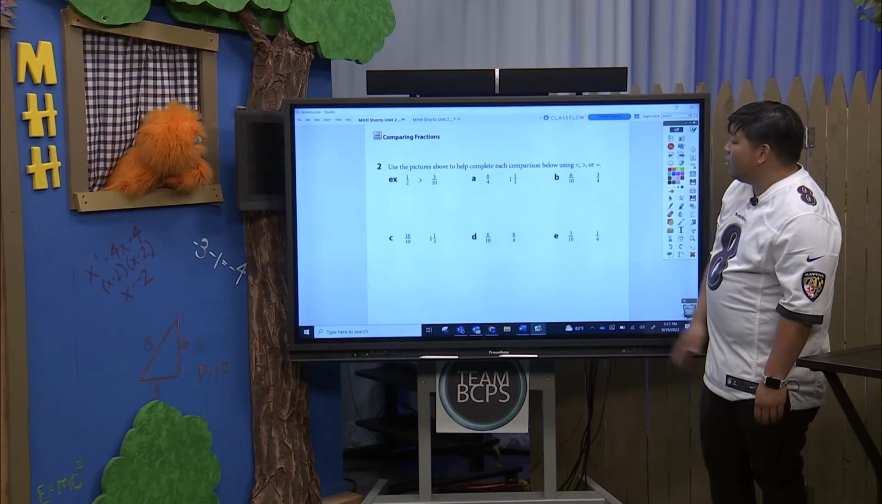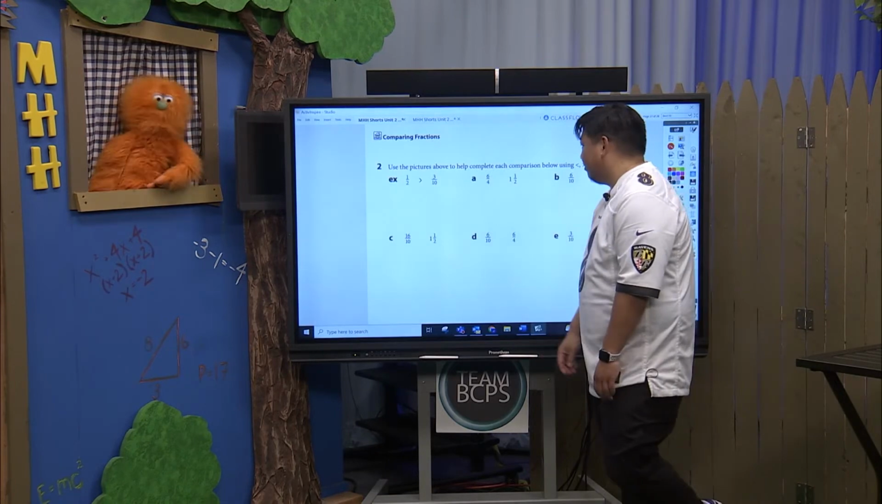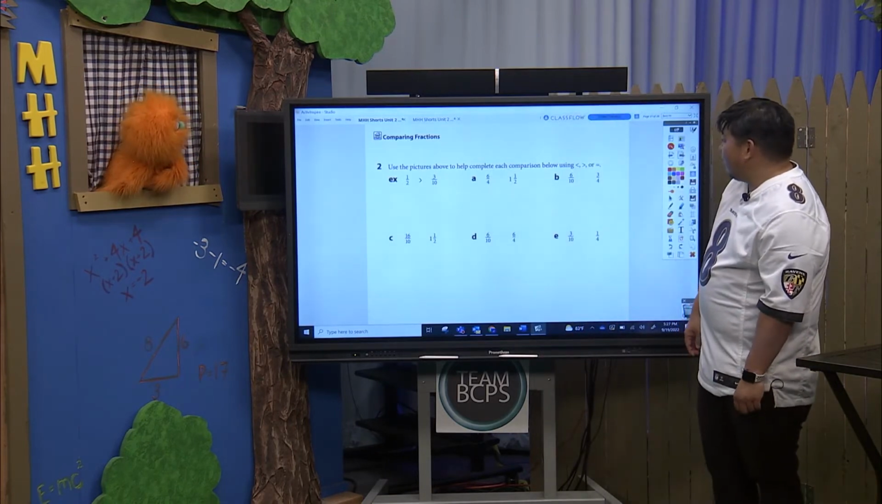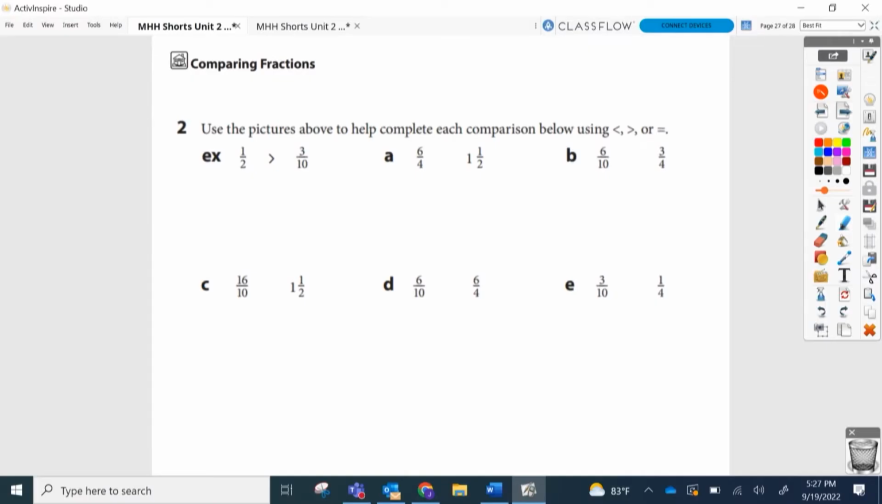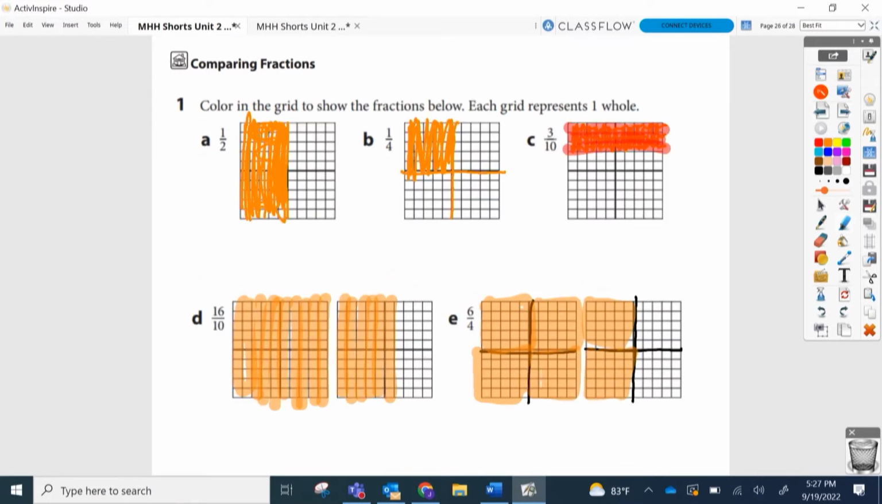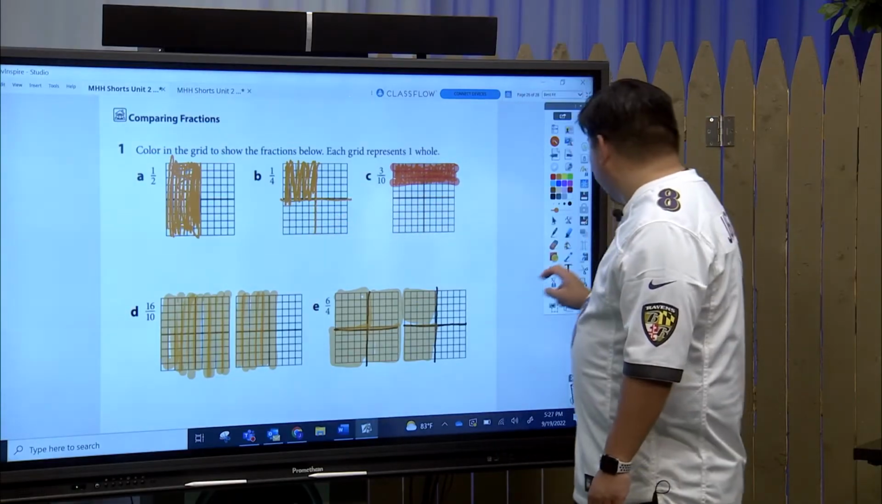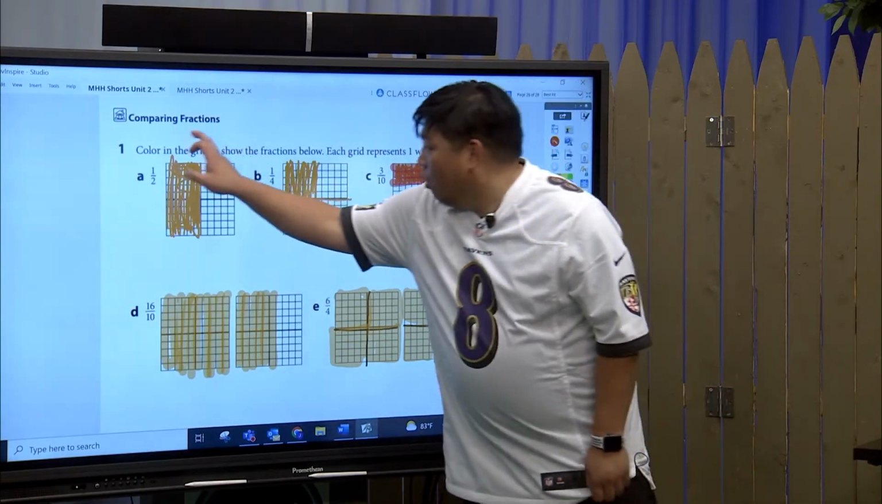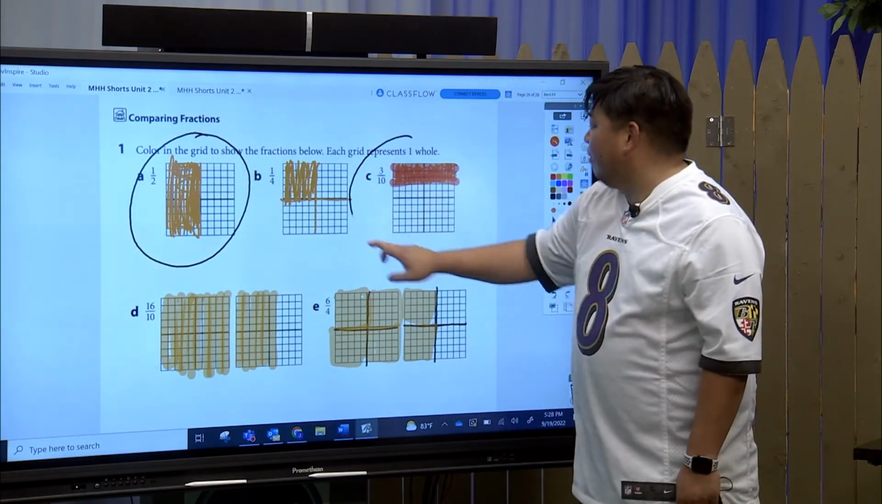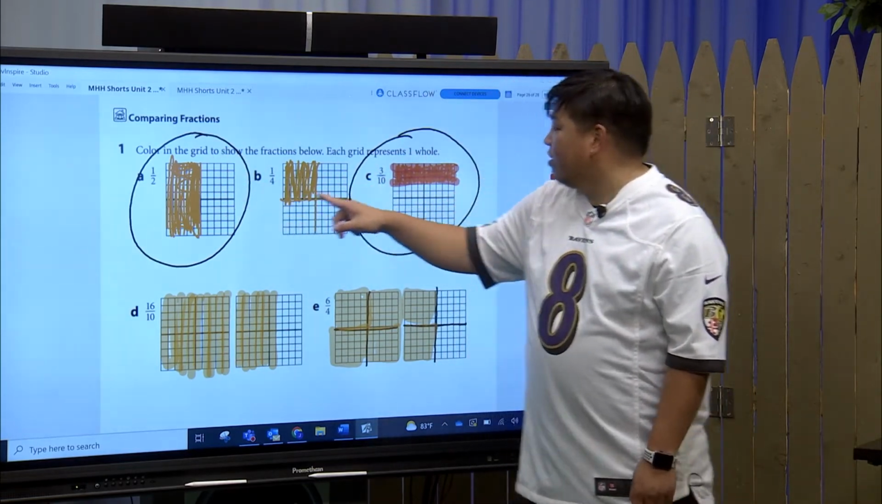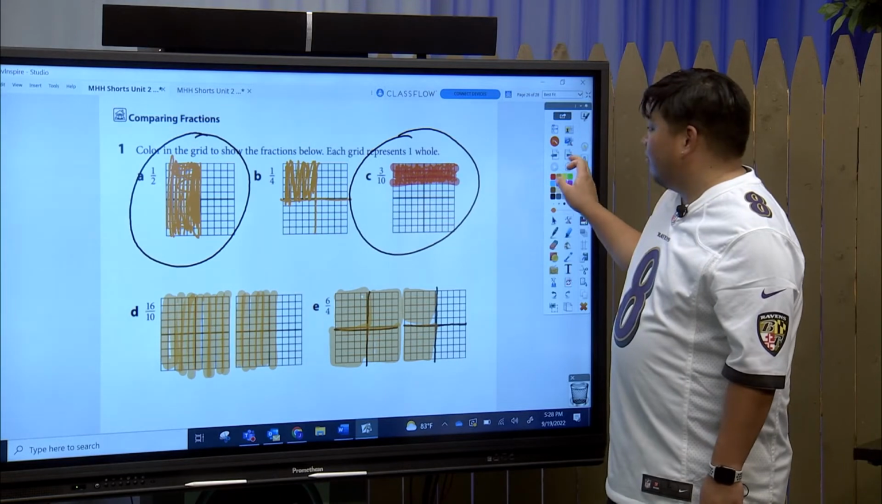The next thing we're going to do is go ahead and compare. Oh, wow, look at this. So 1/2 is greater than 3/10. That makes sense. So 1/2 is more. So we're looking at 1/2 and 3/10. So we're saying 1/2 is greater than 3/10. Yeah, you can tell just by the way it looks.